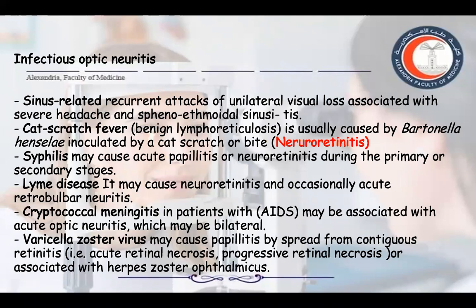What about the infectious causes? We have the sinus-related recurrent attacks of unilateral visual loss. We have cat scratch disease, which I've mentioned before, the most common cause of neuroretinitis. Syphilis can cause acute papillitis or neuroretinitis. Lyme disease can cause neuroretinitis or occasionally acute retrobulbar neuritis. Cryptococcal meningitis in patients with AIDS can be associated with bilateral optic neuritis. Varicella zoster virus can cause papillitis. It's a very common cause of acute retinal necrosis, and this lesion can spread to the disc, causing papillitis, or in association with herpes zoster ophthalmicus.